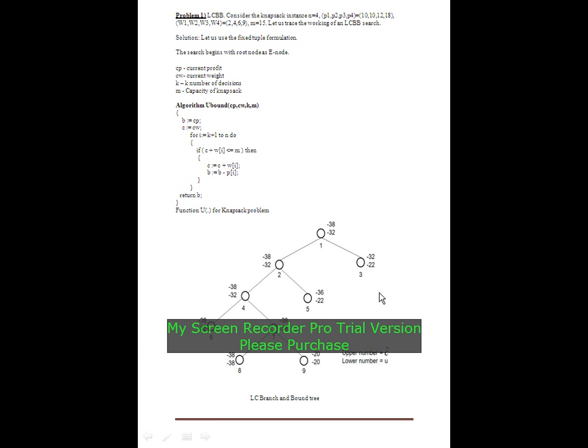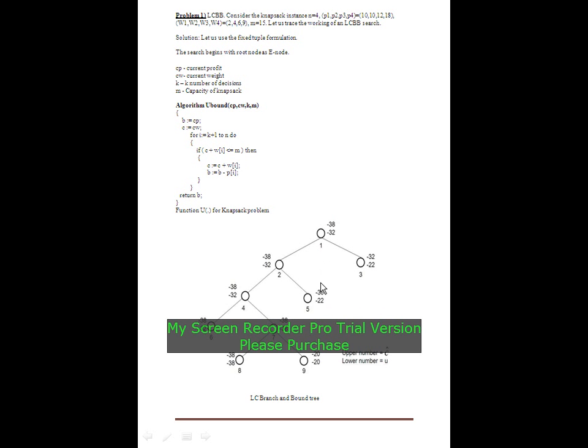Here the initial profit is minus 38. So the current cost we are getting has values that are greater than this one. You know, when we are considering negative values, the negative small value is greater. The negative largest value is smaller. So minus 36 is greater than minus 38.